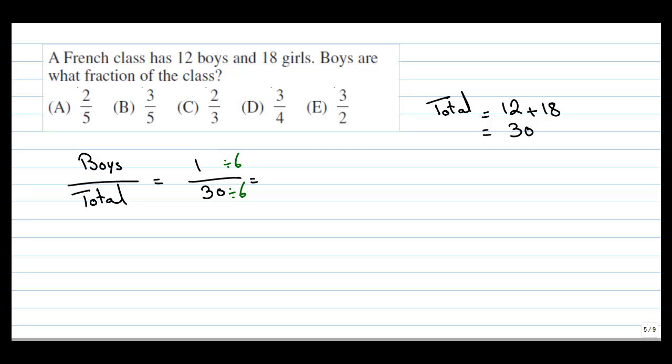Again, we have 12 boys. So 12 over 6 is 2, and 30 over 6 is 5. Do we have this answer? Yes, definitely. It's the first one. So the answer is A.